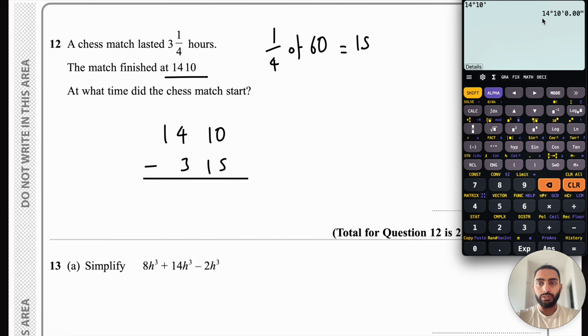And you can see here, it's 14 hours and 10 minutes. And that bit is the seconds. We don't need to worry about that for this. Then we're taking away 3 hours. So 3, press that button again for hours. And 15 minutes. So press that button again for minutes. And you can see the starting time was 10:55 a.m.